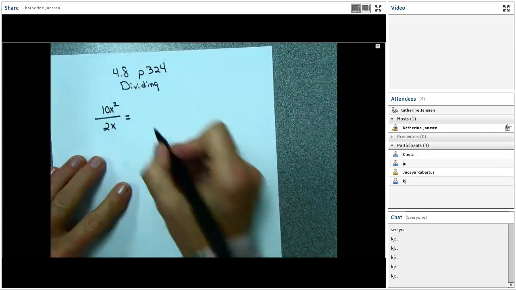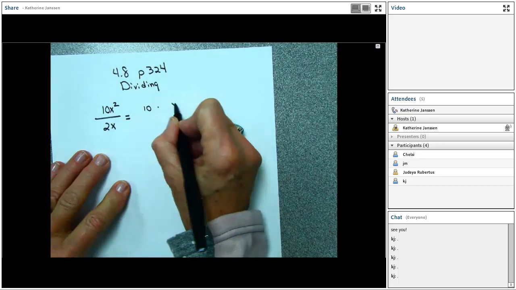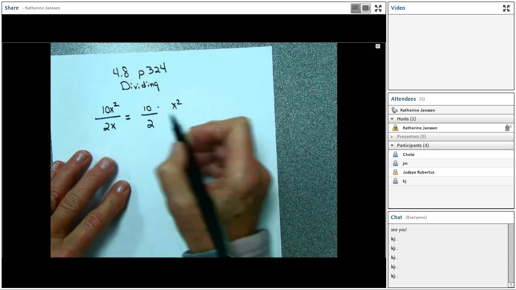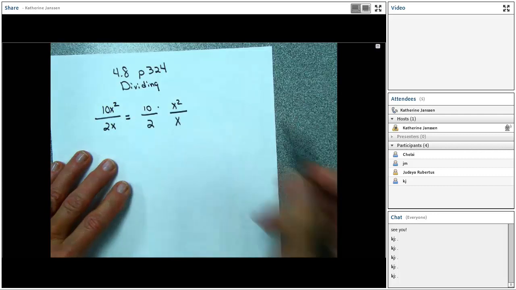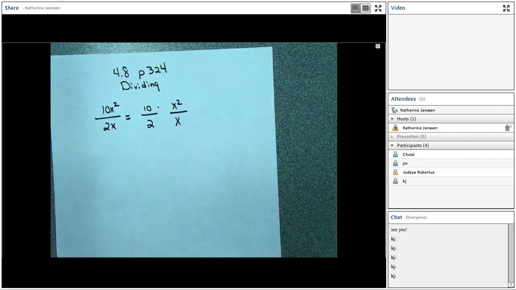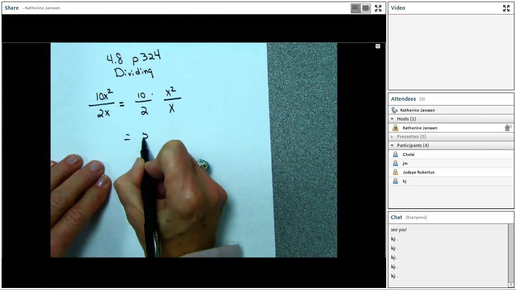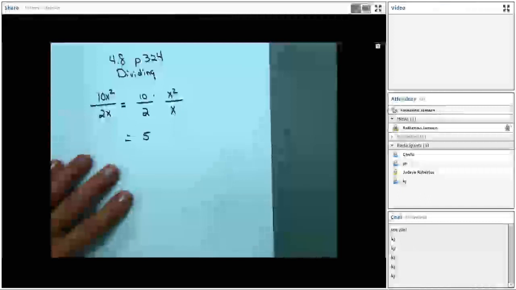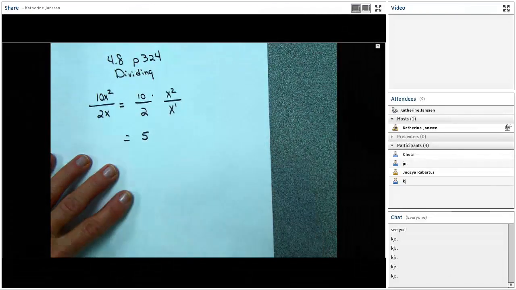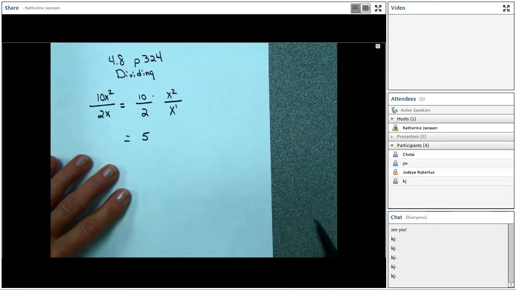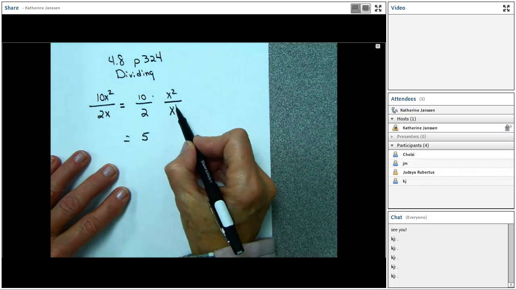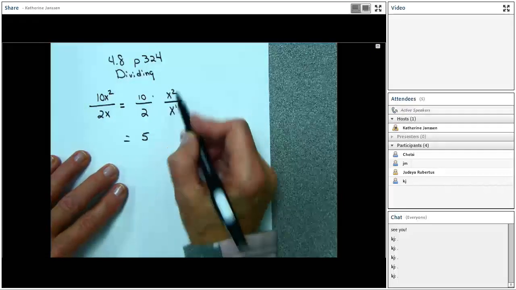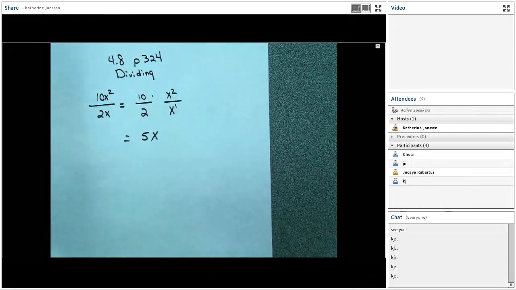We can break this apart as 10 over 2 times x squared over x, kind of breaking down and getting our like terms together. It's all multiplication. And now 2 goes into 10 5 times, and x goes into x squared. Or remember your rules for exponents: subtract the denominator's exponent from the numerator's exponent, and we'll have x left.